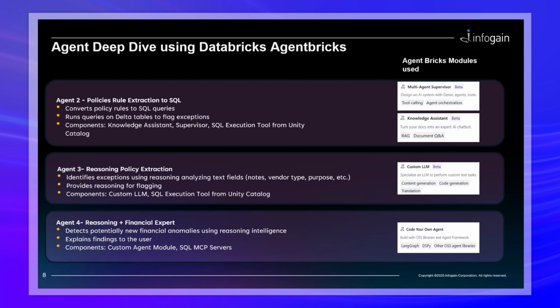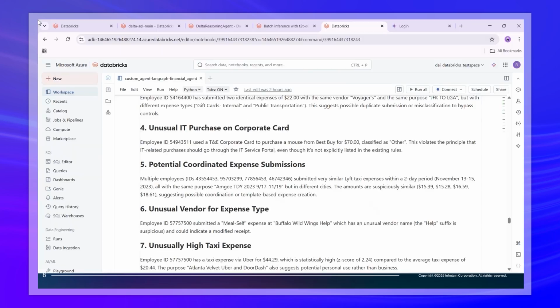The first agent is the policy rule extraction agent, which extracts rules from the policies and converts them to SQL code, which are then executed. The second is the reasoning policy extraction agent, which identifies exceptions from the records by using its reasoning capabilities and analyzing the policies accordingly. The third one is the financial expert agent, which detects exceptions based on the trends present in the data. Let's see them on Databricks.